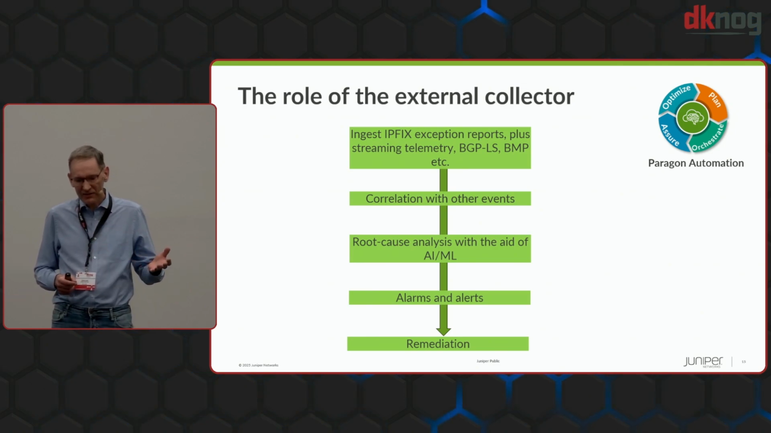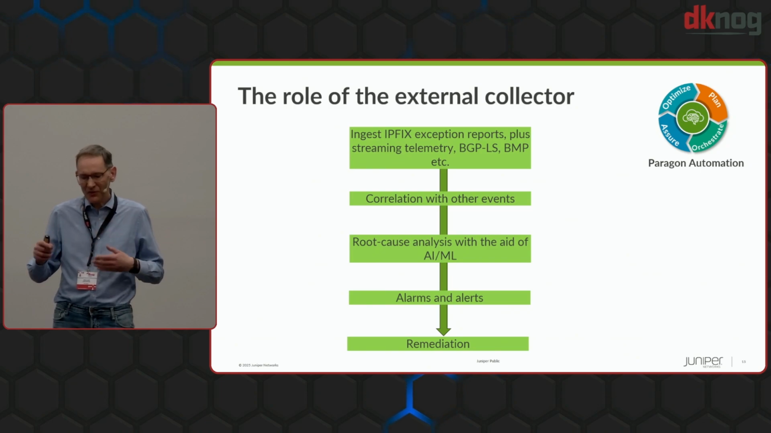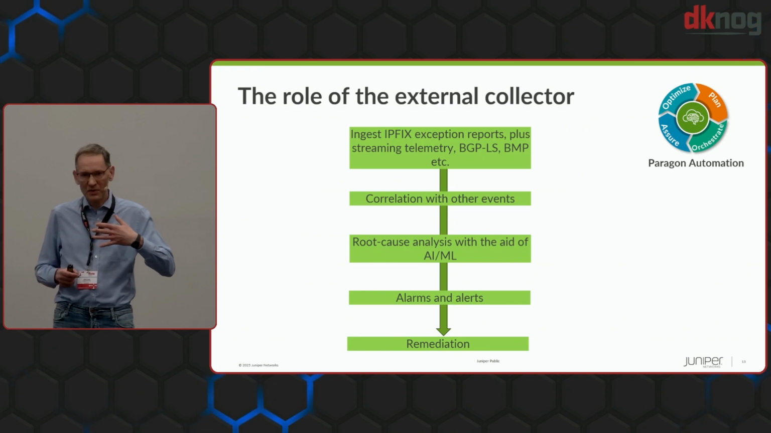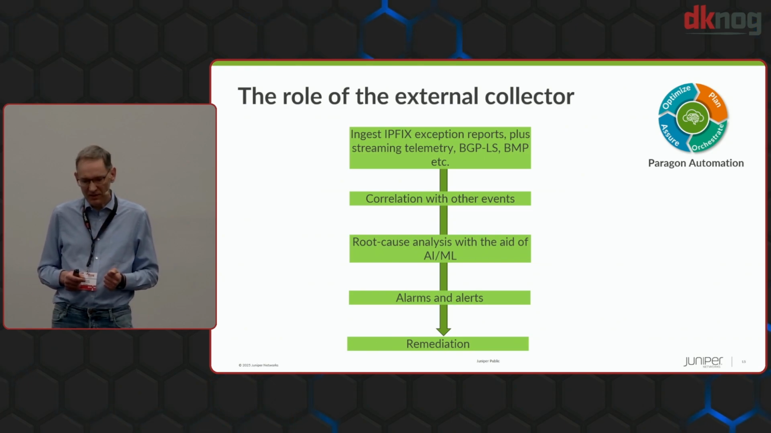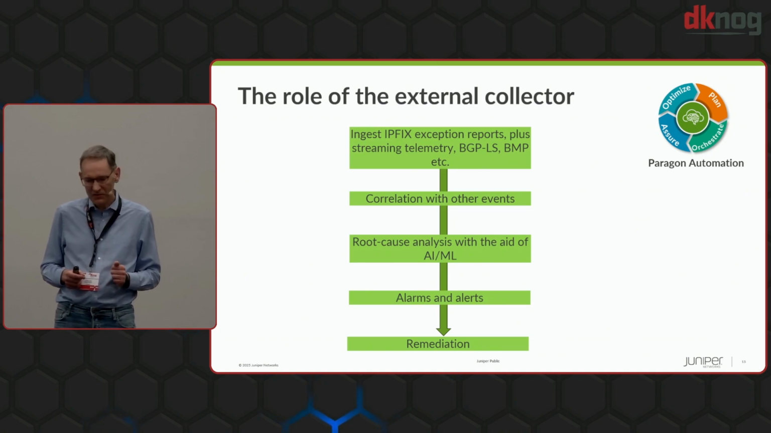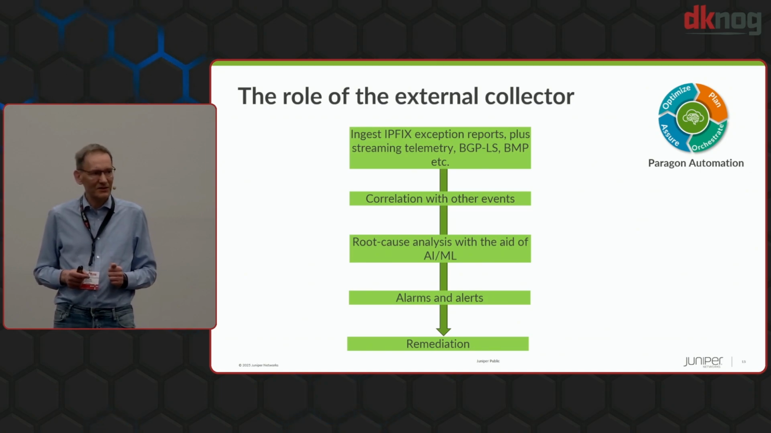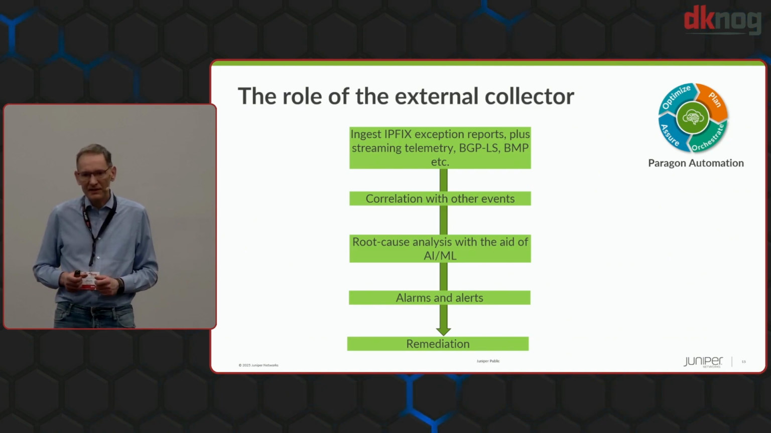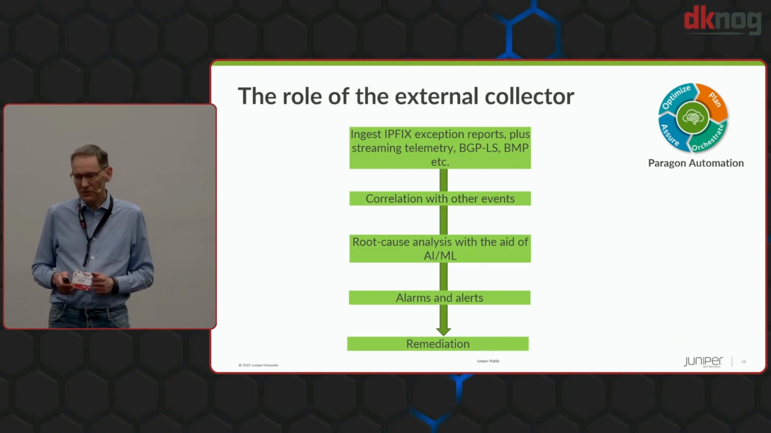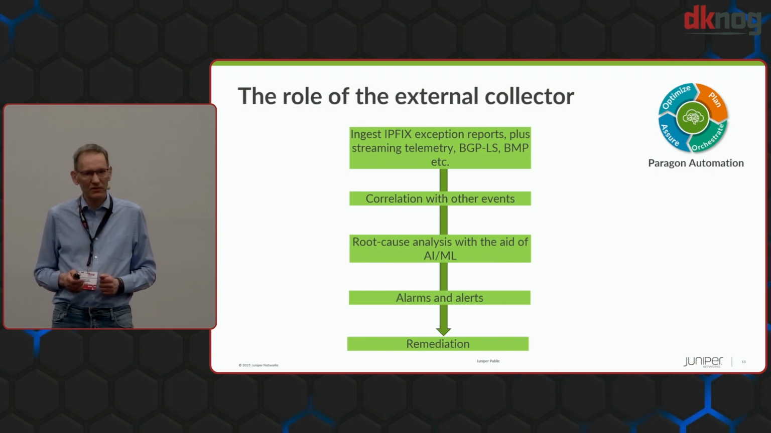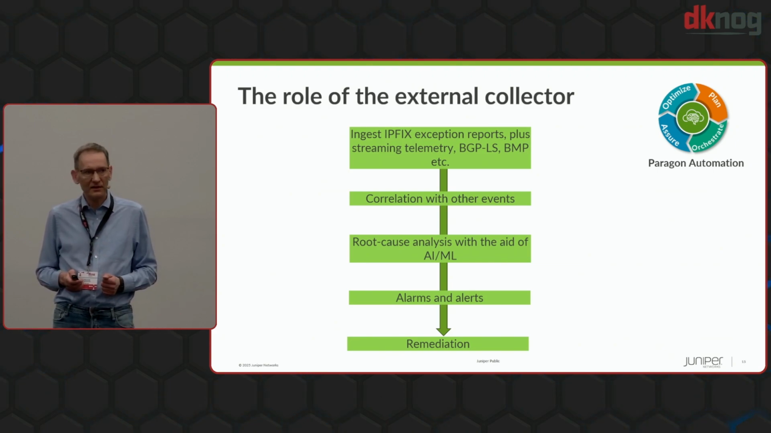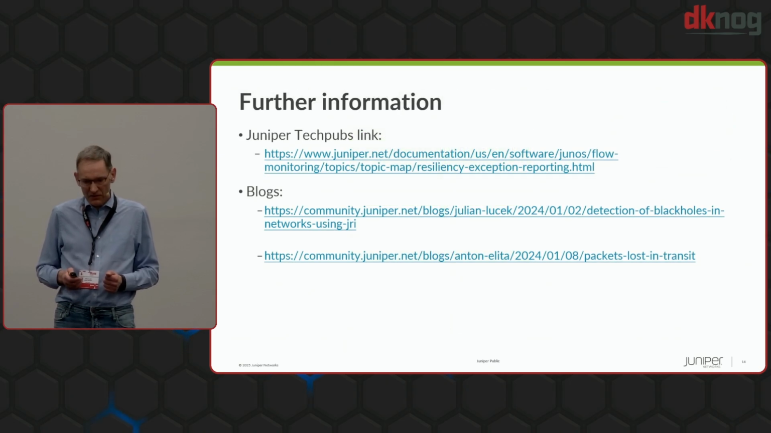And so on the collector side, it's performing filtering and analytics, correlating the IPFIX exception reports with other events that it's observing happening on the network. The AI word, here it is popping up again in this talk, doing root cause analysis with the aid of AI, and raising alarms and alerts, and leading to remediation. So the external collector part is also important to complement what the router's doing in actually sending the exception reports in the first place. So this is the final slide.